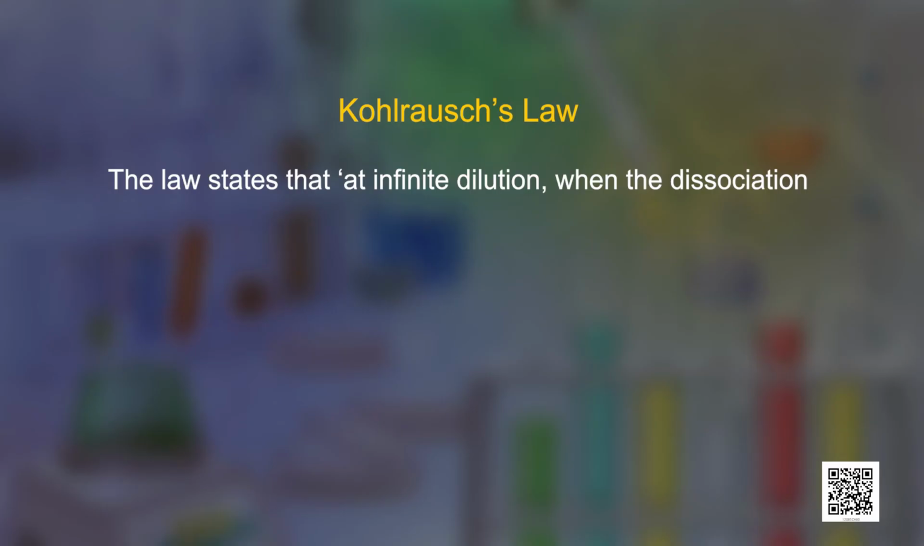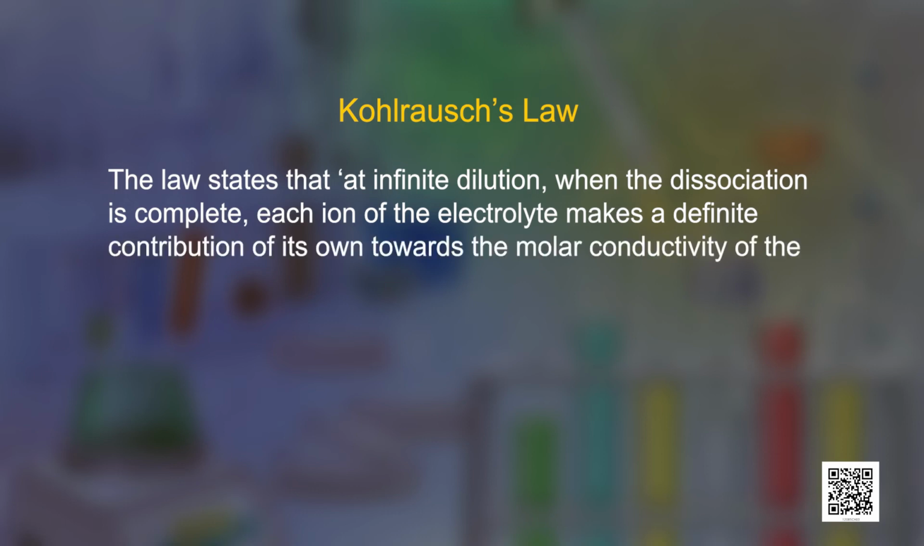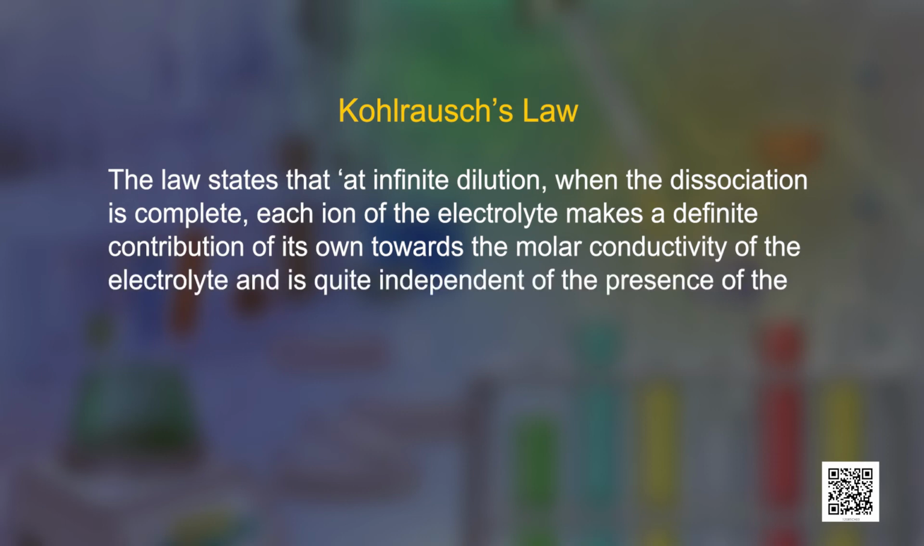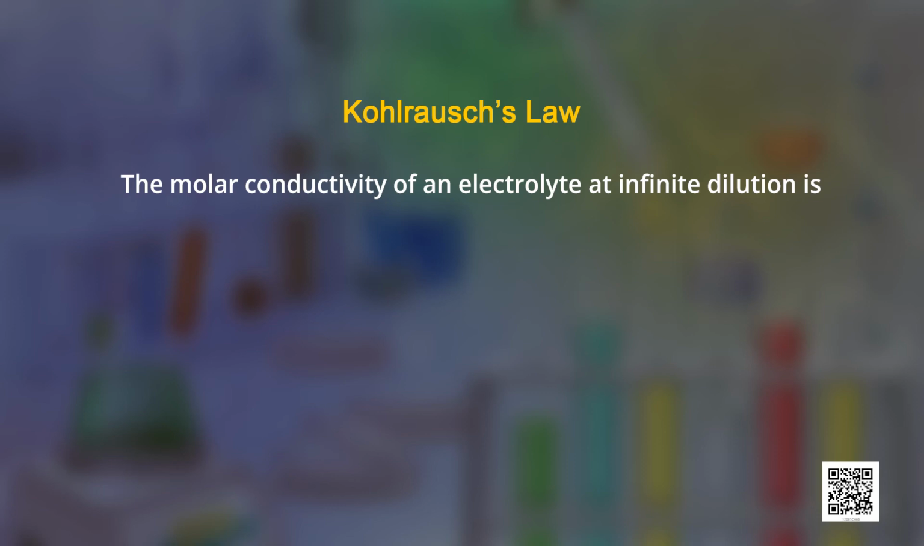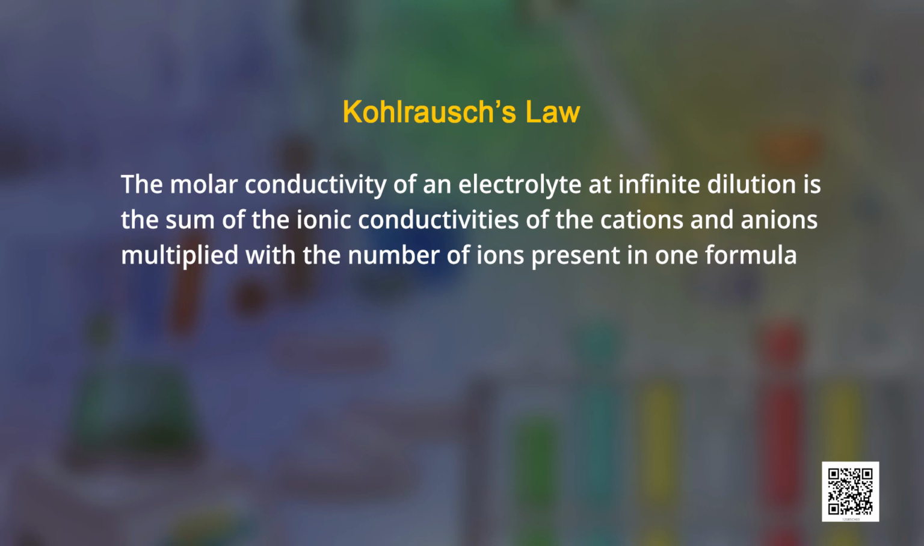Kohlrausch law states that at infinite dilution, when the dissociation is complete, each ion of the electrolyte makes a definite contribution of its own towards the molar conductivity of the electrolyte and is quite independent of the presence of the other ion of the electrolyte. Thus, the molar conductivity of an electrolyte at infinite dilution is the sum of the ionic conductivities of the cations and anions multiplied with the number of ions present in one formula unit of that electrolyte. Lambda m naught is equal to nu positive lambda naught positive plus nu negative lambda naught negative.